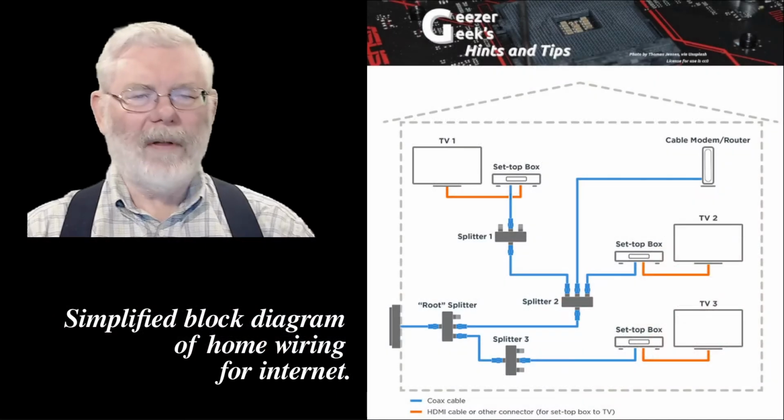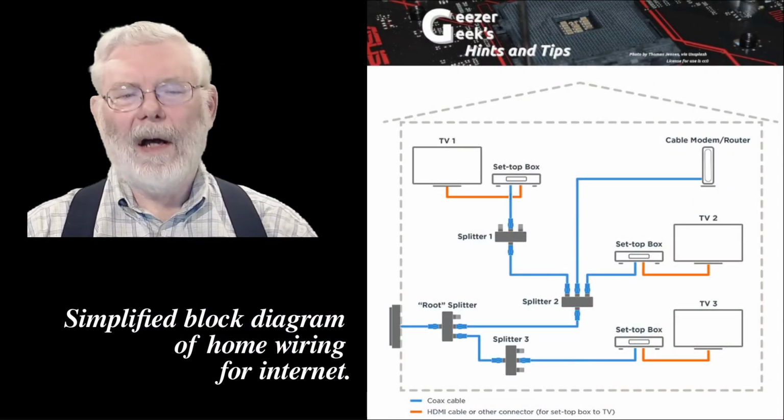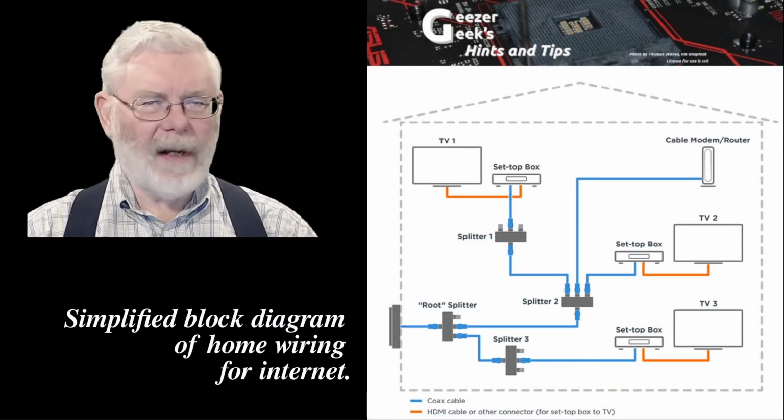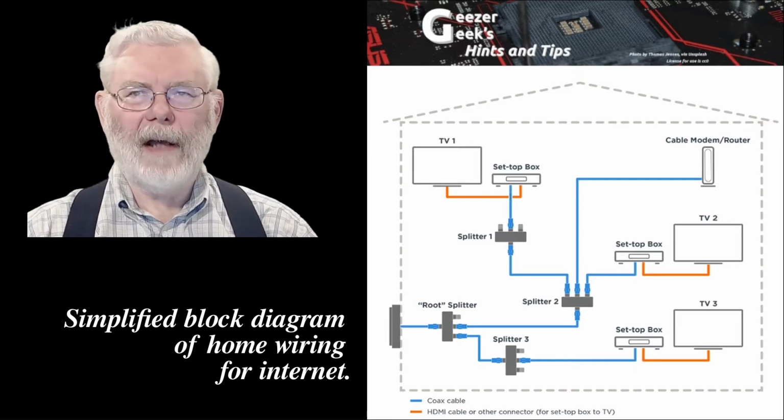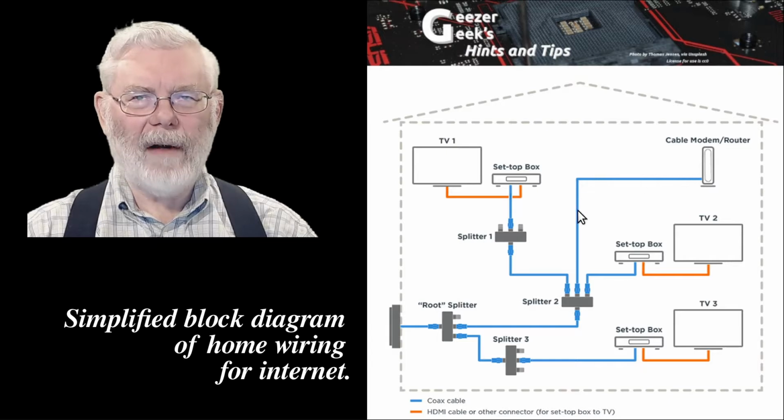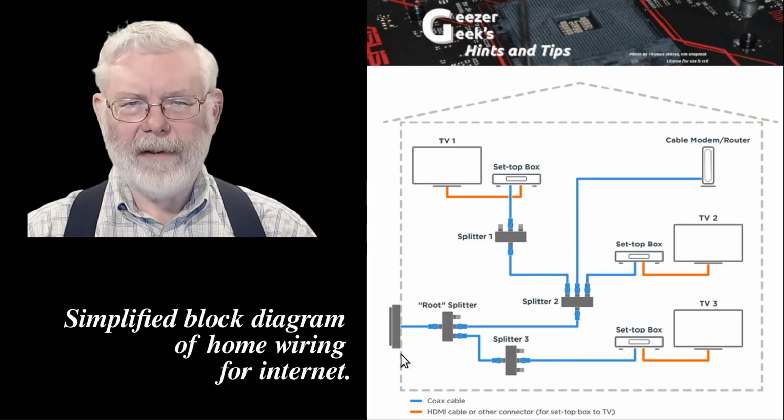Here is a sample block diagram of what a typical home setup might be. Your device connects either wired or wirelessly to your cable modem router, which is connected through wires and splitters back to the interface equipment, the ONT.